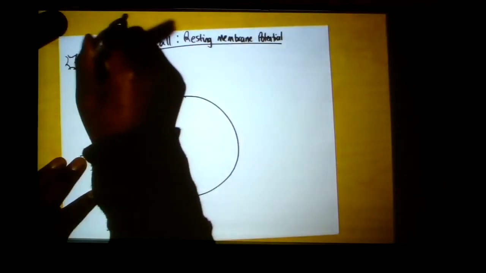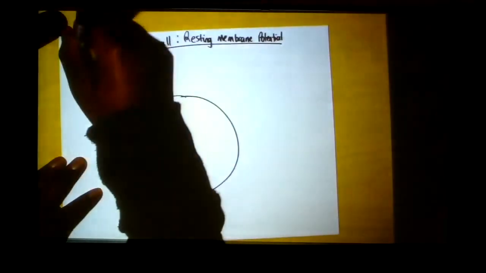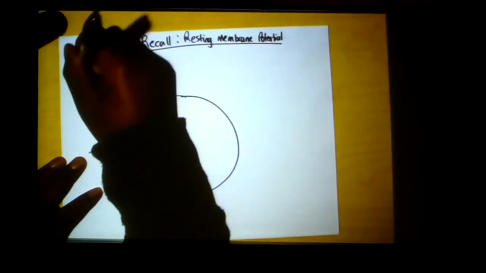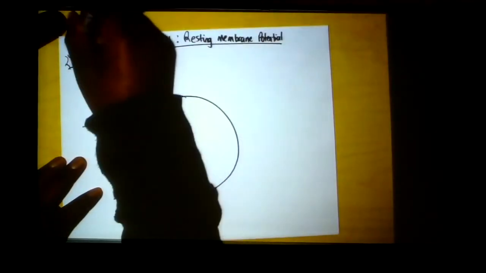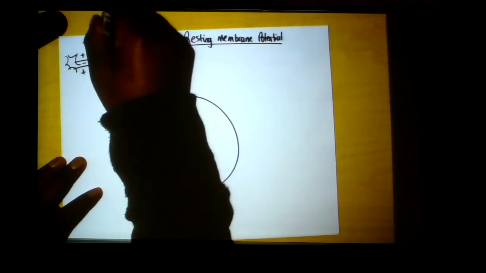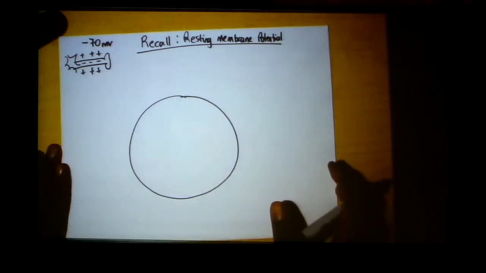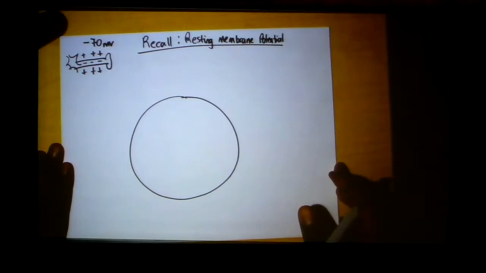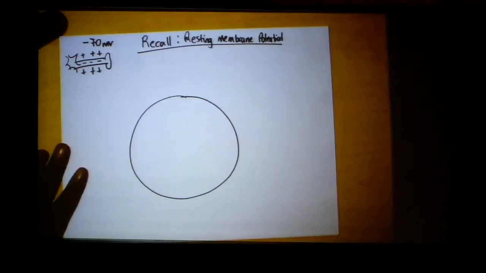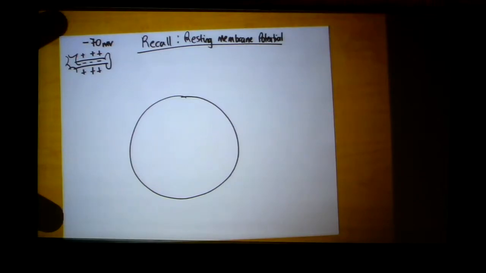We also know that the inside of the cell is more negative than the outside is, right? The outside is more positive. And so this is at rest at negative 70 millivolts. What we'll really review here is how did we get this negative 70 millivolts? How did it come about? Now we know the two ions that we're taking into consideration are sodium and potassium, correct?